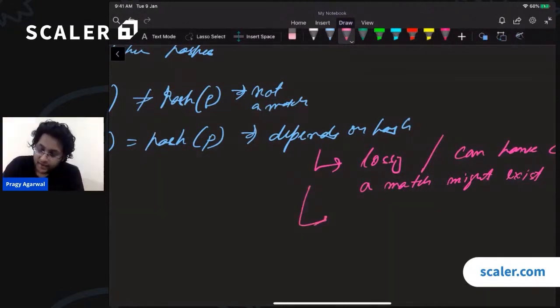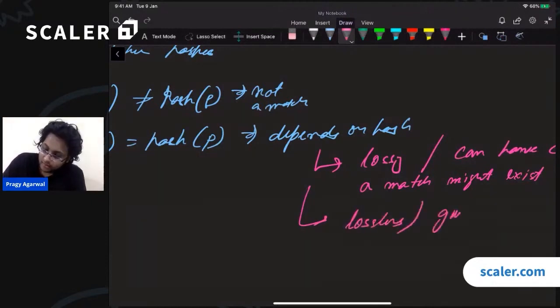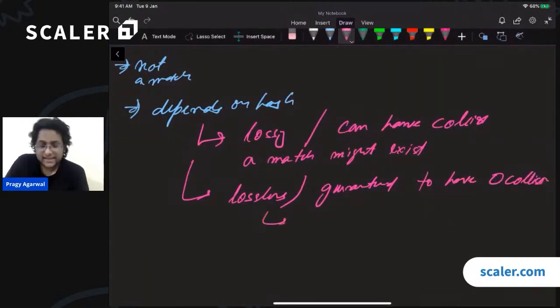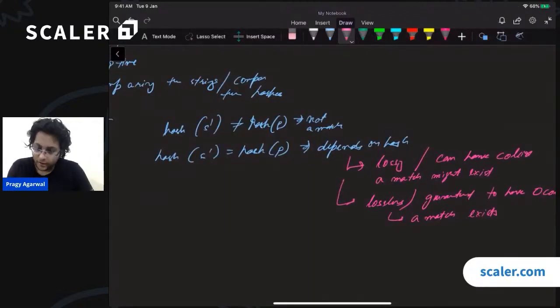On the other hand, if the hash function is lossless, that is, it is guaranteed to have zero collisions, then yes, a hash match is the same as a match necessarily existing. So depending on our hash function, if the hashes match, then an actual match might exist or might not exist. But we are at least sure that no matter what the hash function is, if the hashes do not match, then it is guaranteed that the substrings do not match.